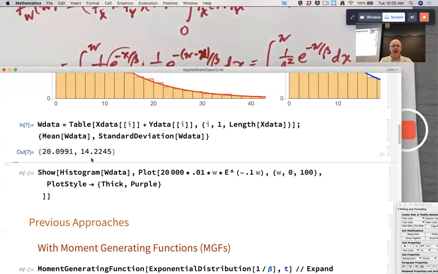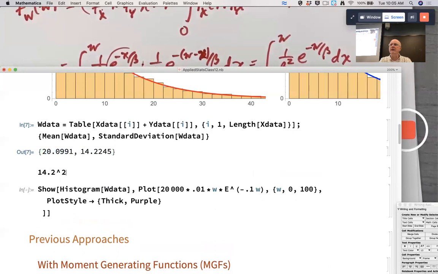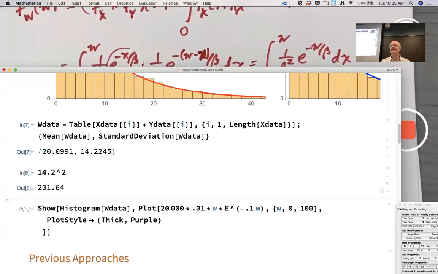14.2, what's that close to? How about square root of 200? Is what it's close to. 100 plus 100. Remember, the variance is 10 squared is 100.